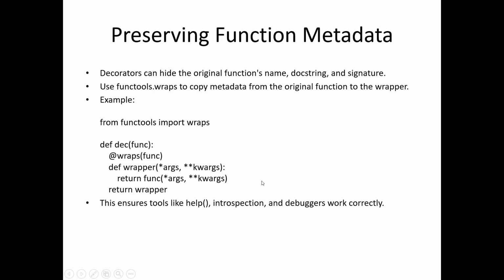Preserving function metadata. One common problem with decorators is that they hide the original function's metadata, like its name, docstrings, and signature, because they return a new function object. To fix this, Python provides functools.wraps, which copies the original function's metadata to the wrapper. This is essential for debugging and introspection tools like help.